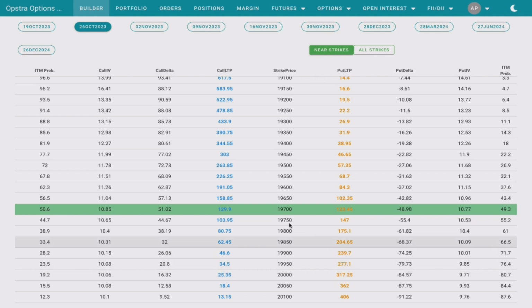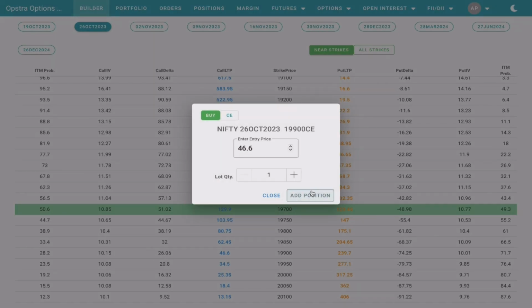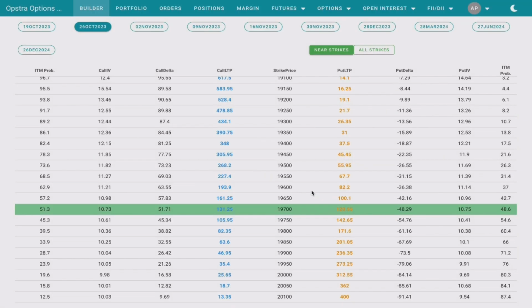So let's go ahead and look at this strategy right here on the 19,900 call with an expiry for the 26th of October. So I put in this 19,900. I click on this and it says buy or sell. I want to buy, and there you have it. I've placed a position for a long call strategy.